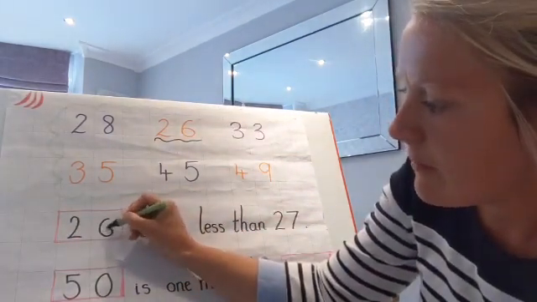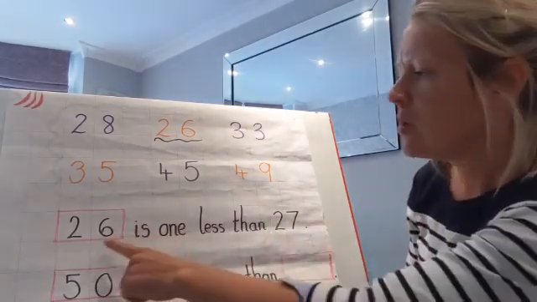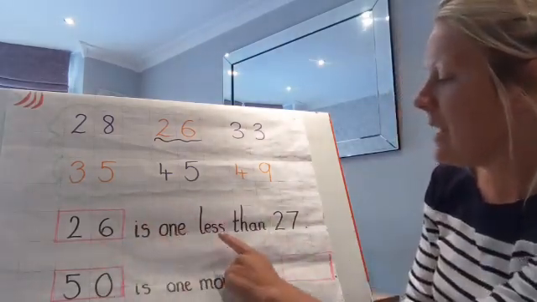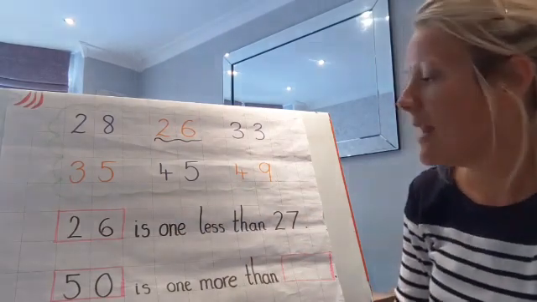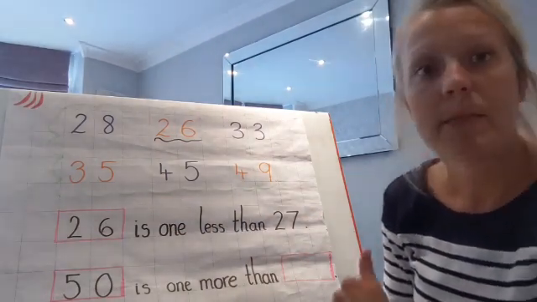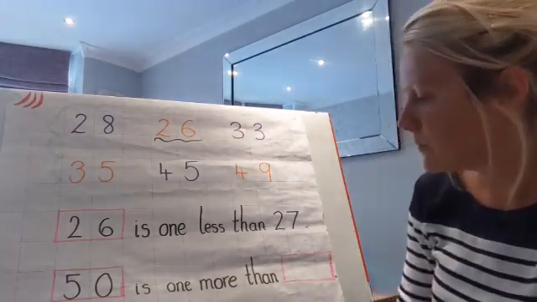Let's see if we can read it to see if it makes sense. 26 is 1 less than 27. That's right, it is. It's 1 less than 27. It comes before number 27.